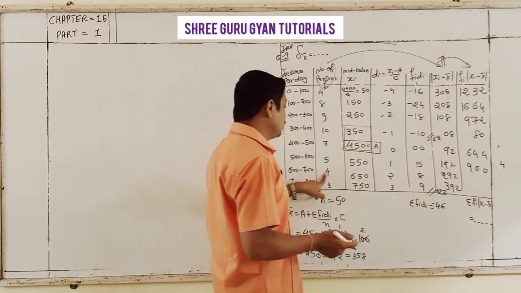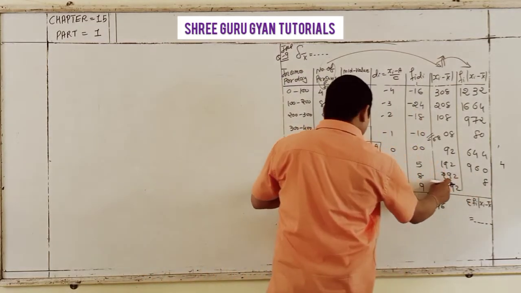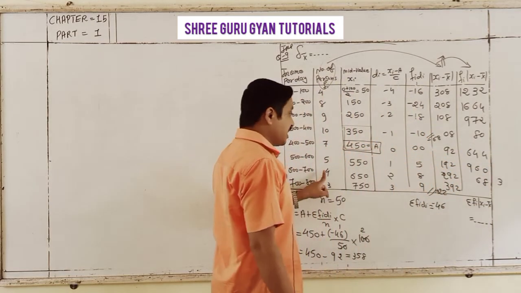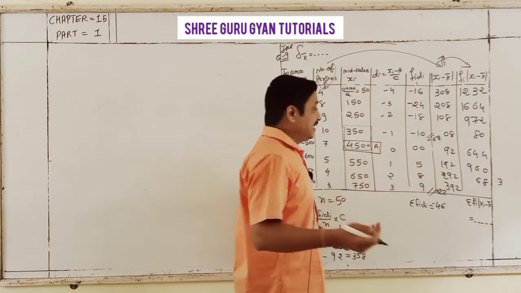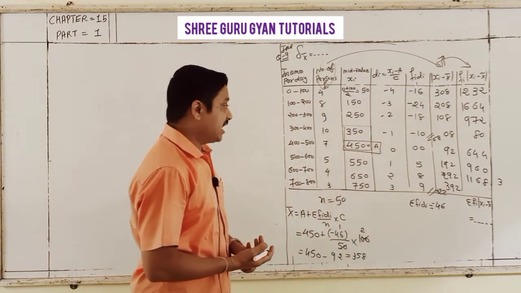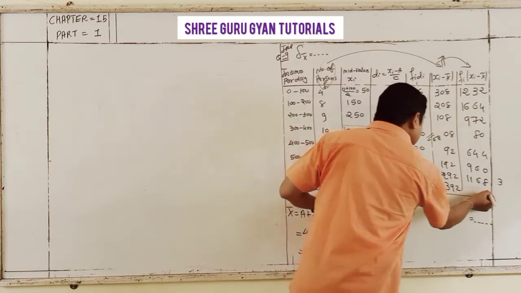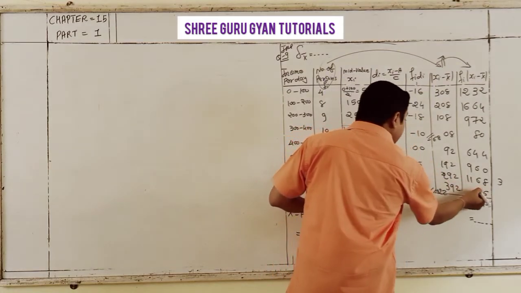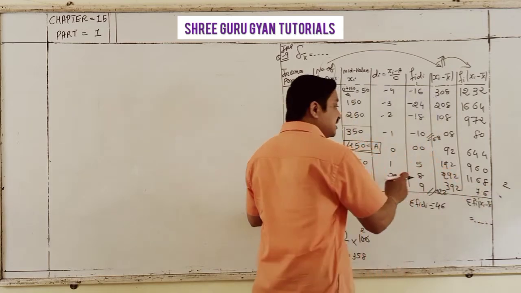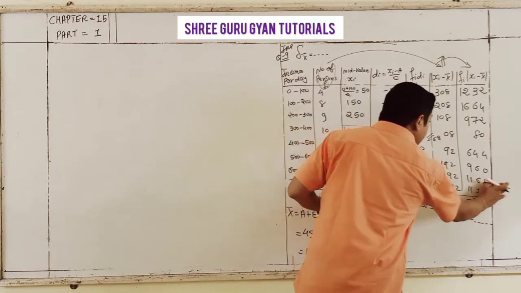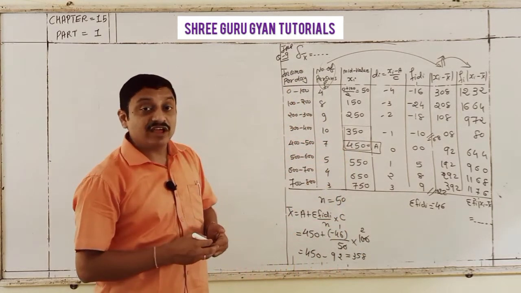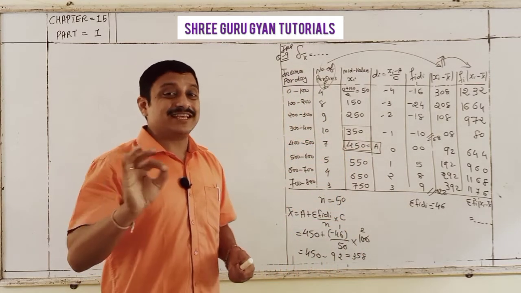Now continue: 4 2s are 8, 9 4s are 36, 3 carry; 4 2s are 8, 9, 10, 11, 1 1 6 8. And the last: 3 2s are 6, 9 3s are 27, 2 carry, and the last 3 3s are 9, 10 and 11. Here, students, you total this data for Fi with modulus xi minus x bar. Done.